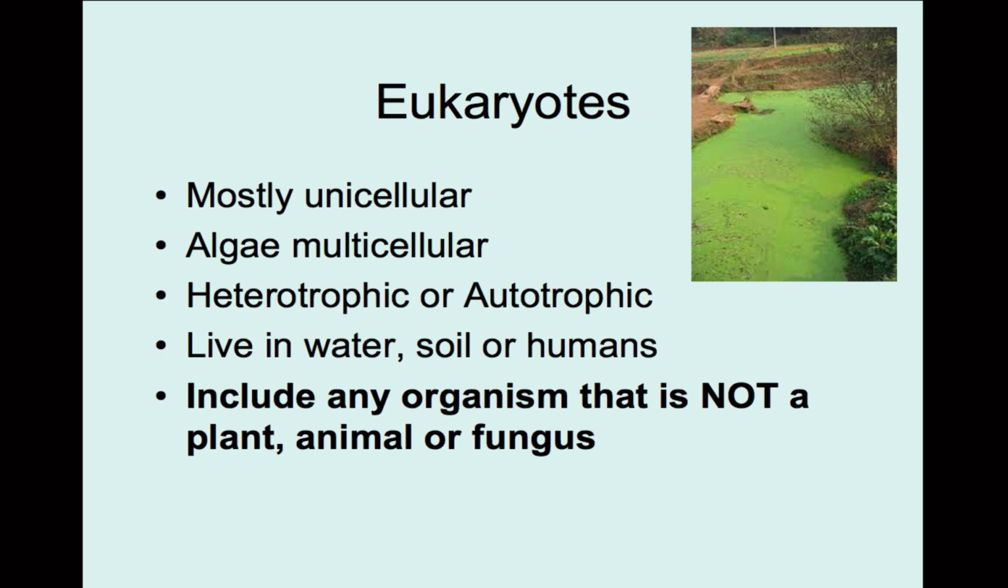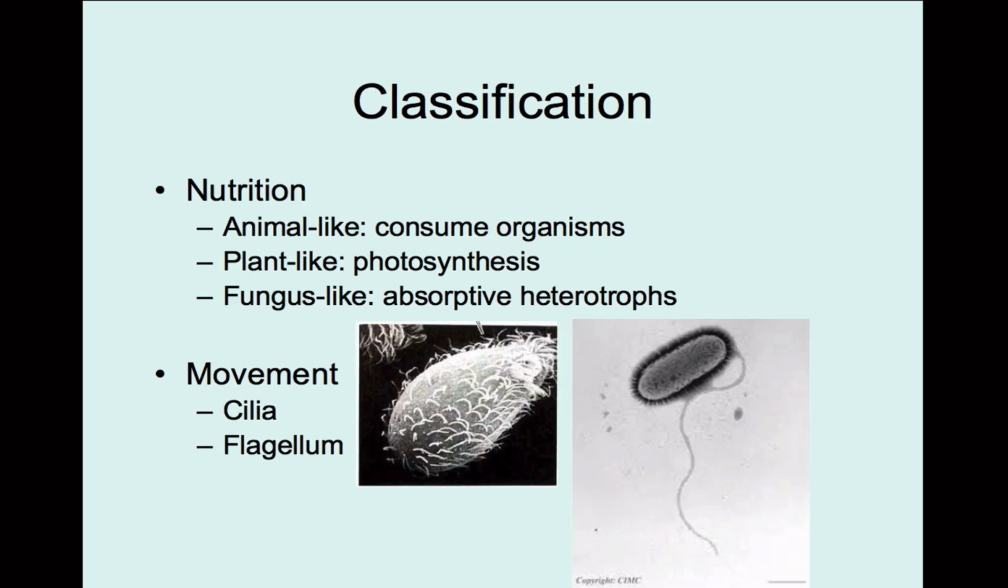Protists is an overall category that we put all organisms that are not a plant, they're not an animal, and they're not a fungus. And sometimes this is kind of a catch-all category. And so we say, well, it might be a little plant-like, but it's not exactly a plant. Or it might be a little bit like an animal, but it's not exactly an animal. And so we'll put it in the protist category.